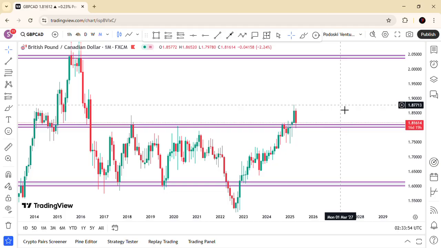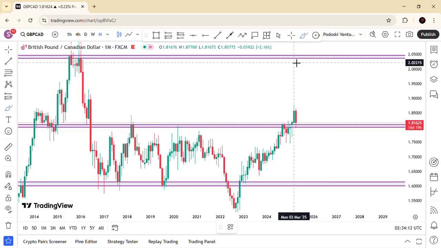Good morning, everyone. This is the second part of the pre-market analysis for the week, and I continue with the analysis with a couple of pairs. The first pair on my list is GBP/CAD.